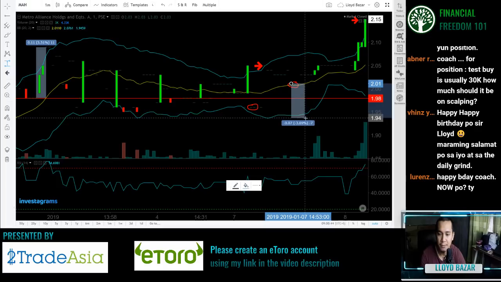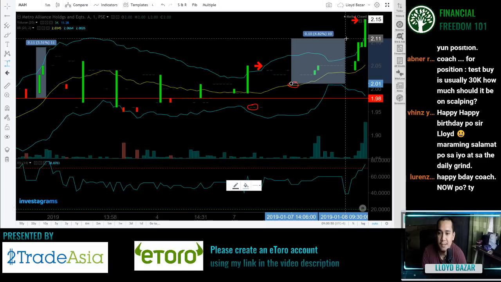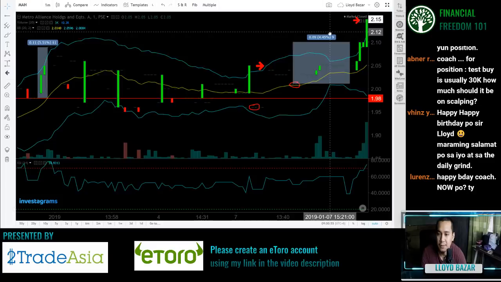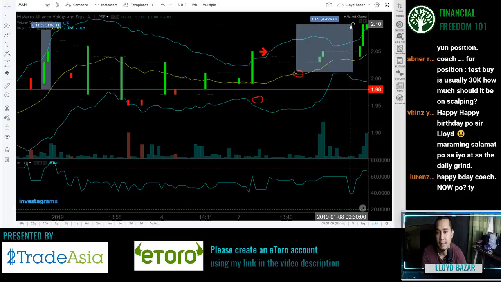Medyo malayo-layo pa. So, if my risk is negative 4, my take profit is positive 4. And in this case, positive 4 could have taken profits already there when this resistance has showed. Right? Gumawa siya ng resistance at 2.1. I will sell half already. In this case ngayon, hindi natin alam saan papunta yan. Baka bumaba at gumawa ng support ulit. Or it's gonna go up further up.